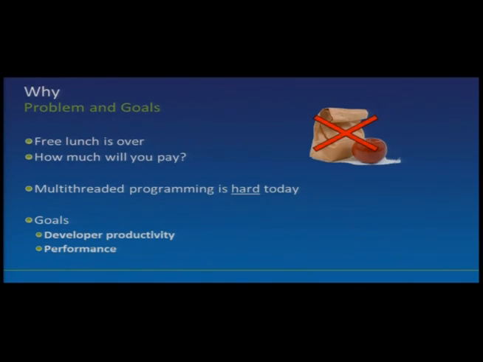So the first goal of my team at Microsoft is to improve the developer productivity when targeting software for these multi-core machines. We want to make it as easy as possible for as many developers as possible to write these parallel applications. And the second goal is performance. If I, as a developer, use a parallel library, I expect it to be fast. Otherwise, what's the point of using a parallel library?